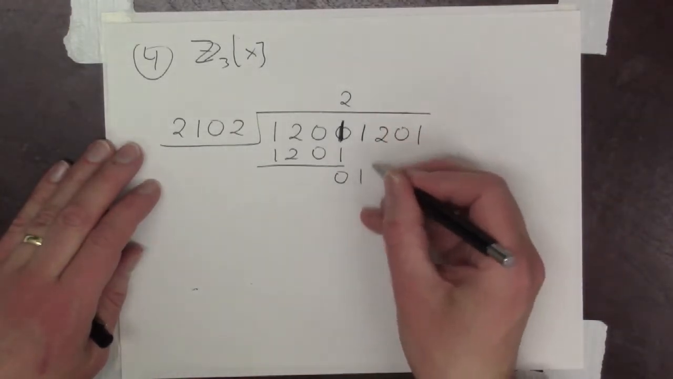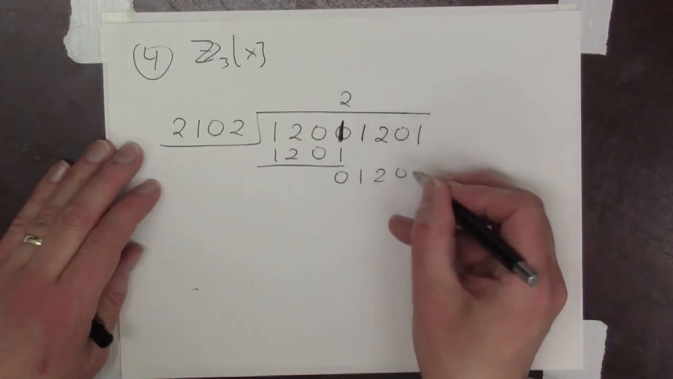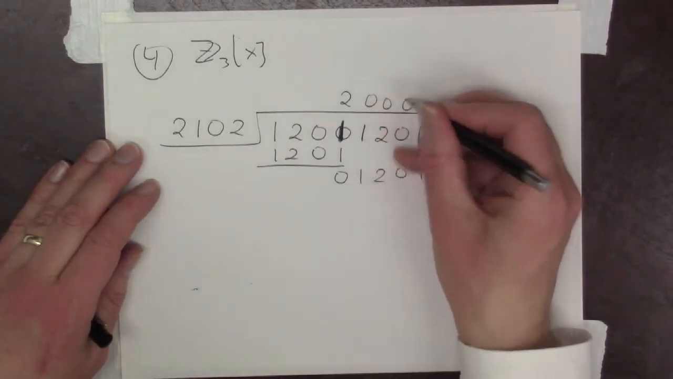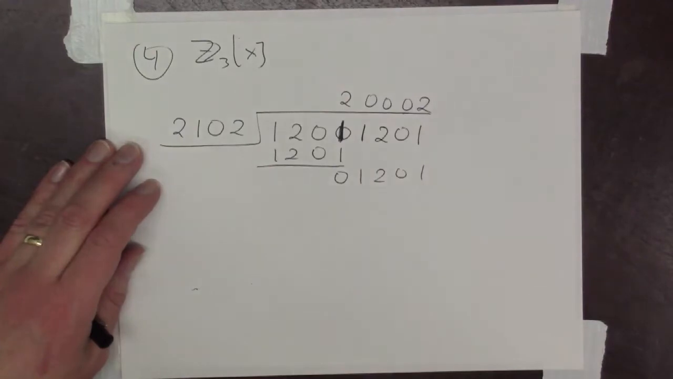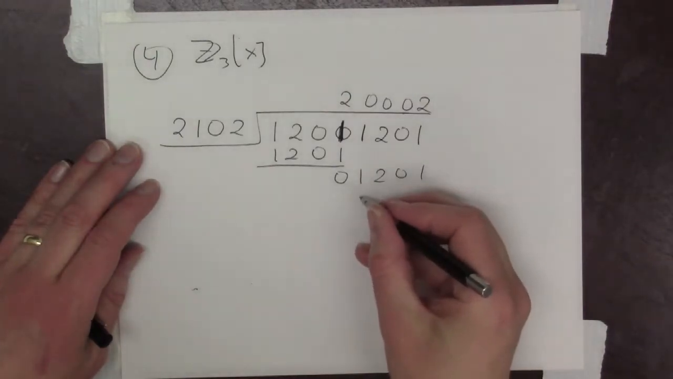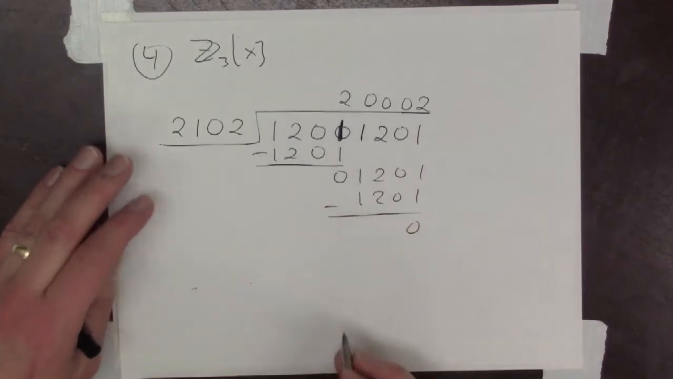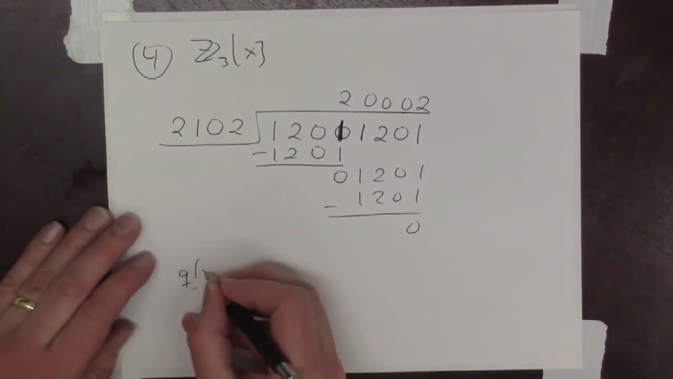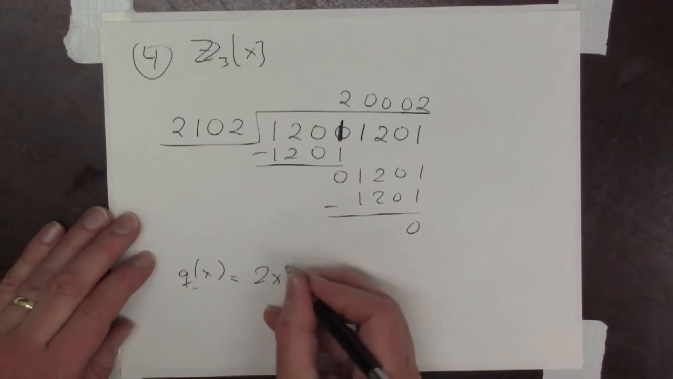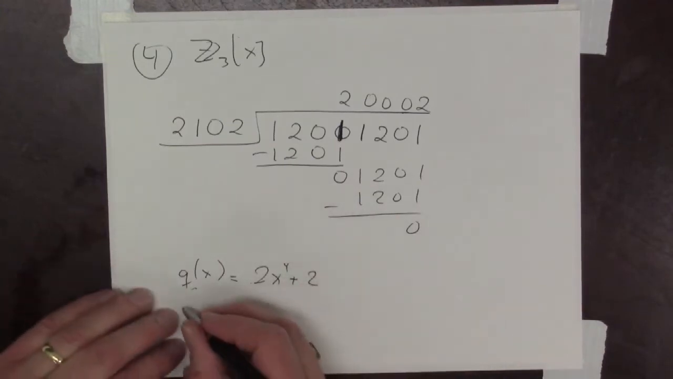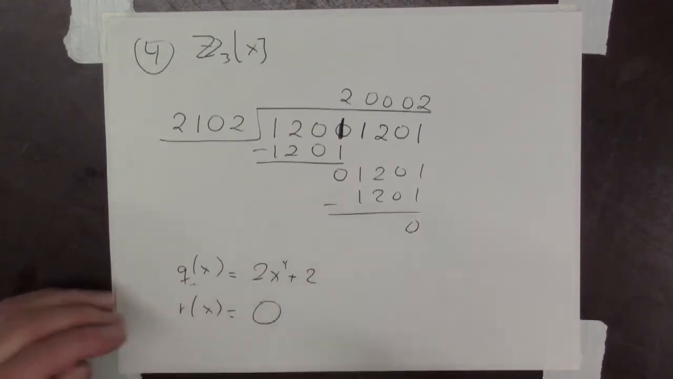I can bring in 1 here, I can bring the 2 down, I can bring the 0 down, 1, and 0, 0, 0, and it's 2 here. Again, subtract off 1, 2, 0, 1, and get 0. So the quotient is 2x to the 4 plus 2, and the remainder is 0.